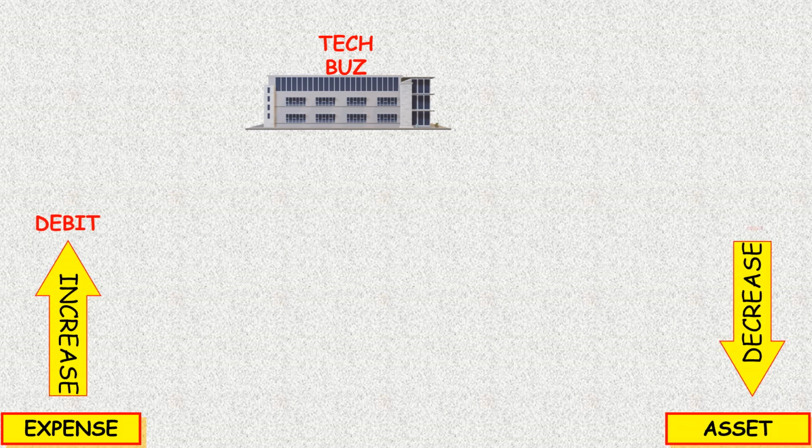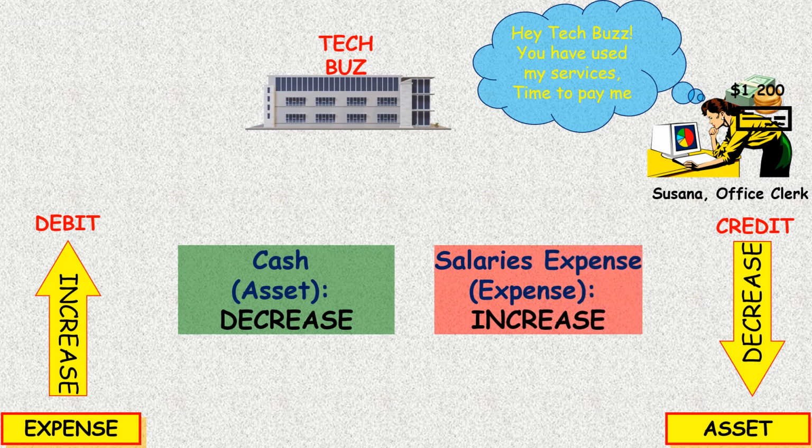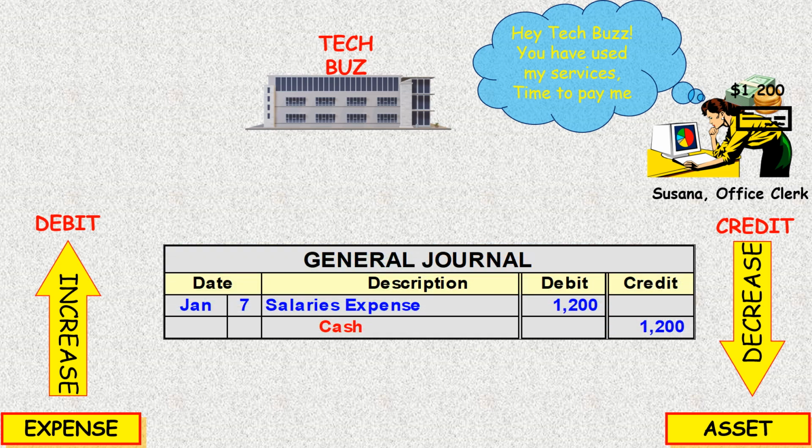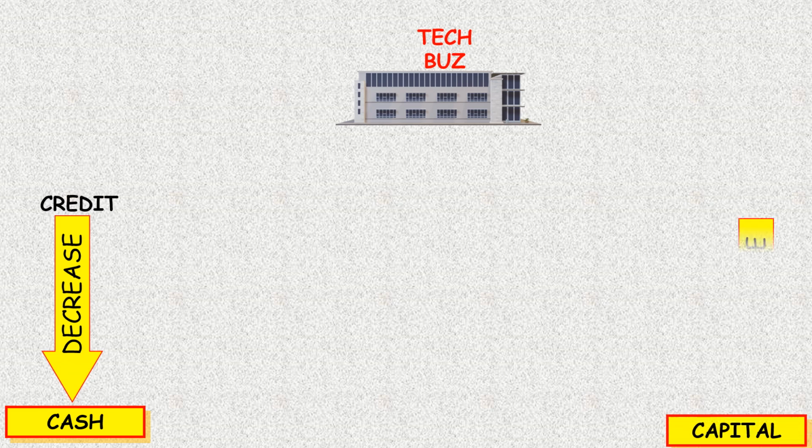Let's take a look at an example for expenses. We used the services of our employees. When we use the services, that becomes an expense, which will be debited, and since we are paying them, our cash will decrease, and that means assets decrease. Now an asset decrease is credit, so the journal entry would be this: debit salaries expense and credit cash. Here is one more example.